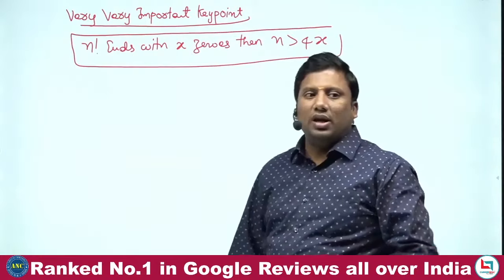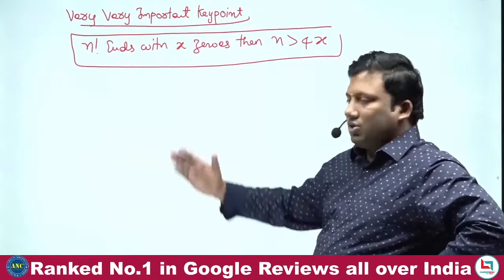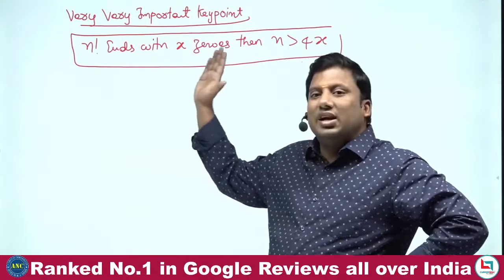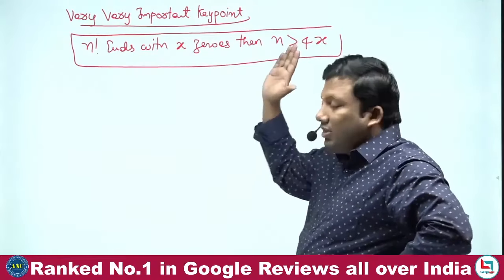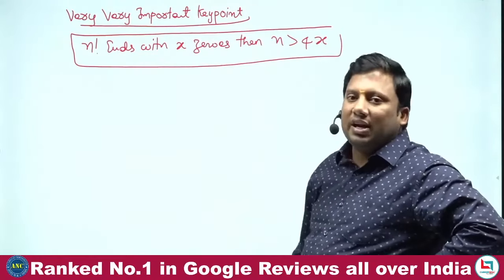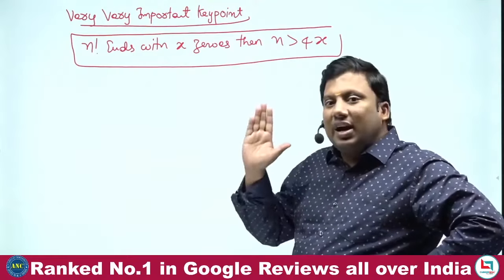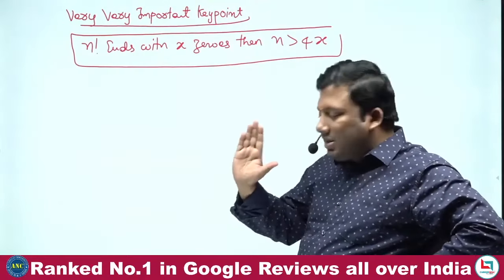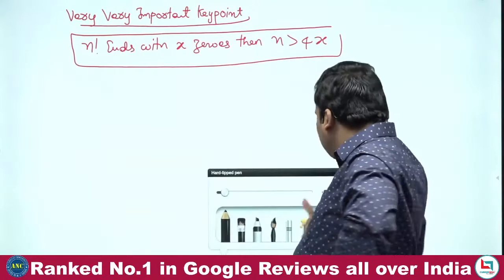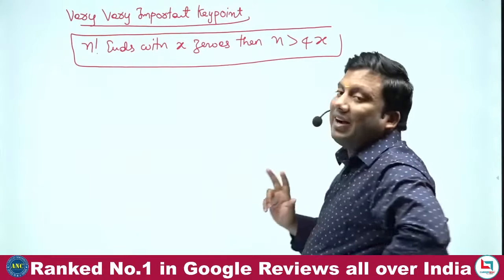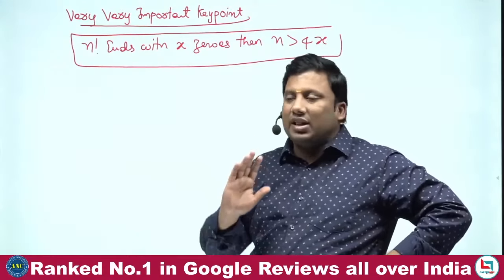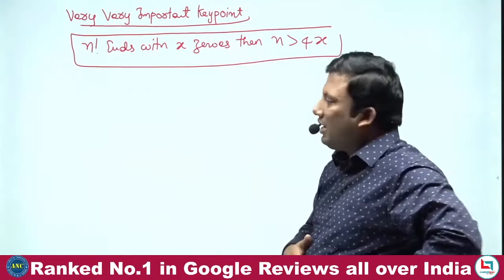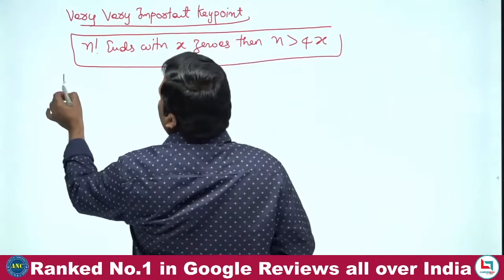If n factorial is ending with x zeros, then the relationship between n and x is that n is greater than 4x. Why is n greater than 4x? Proof.